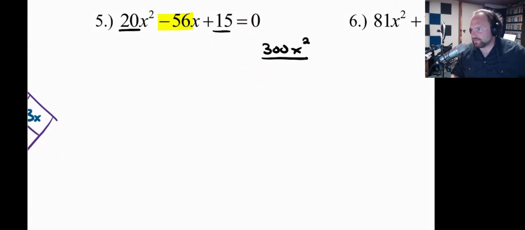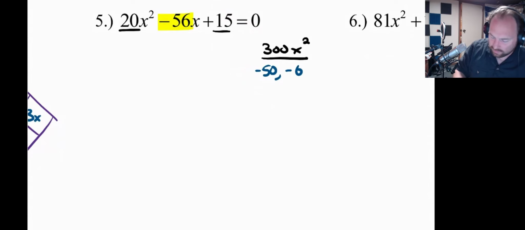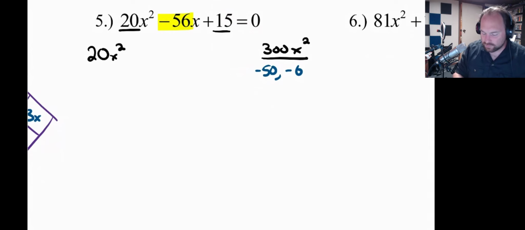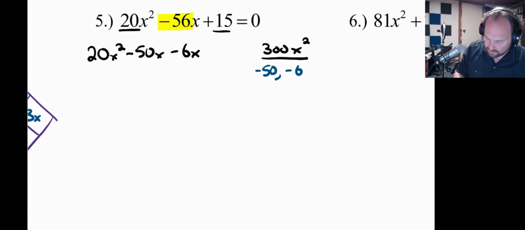So I got to think of factors of 300 that are the same sign because that's a positive 300. They have to combine to 56. Oh, 50 and 6. That will do. Negative 50 and negative 6. So what I'm going to do now is rewrite this equation, but I'm going to split up the minus 56x into minus 50x minus 6x plus 15 equals 0.